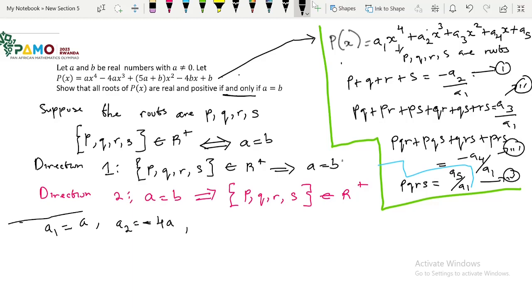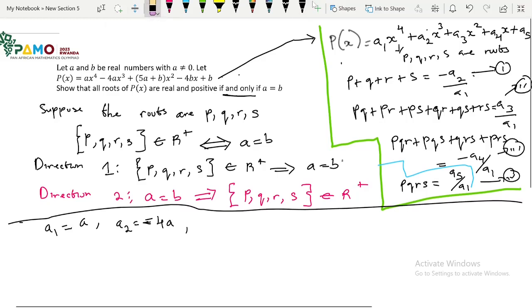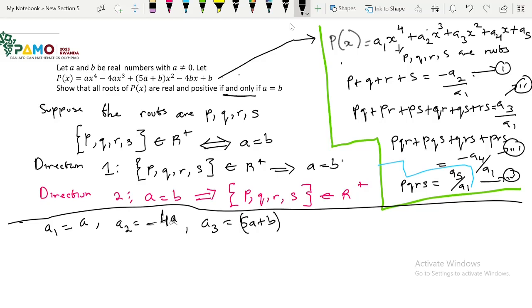So we have a2 as minus 4a. a3 is 5a plus b, that's the coefficient of x squared in this case. a4 is minus 4b, and a5 is just b. So if we use that, let me scroll down.